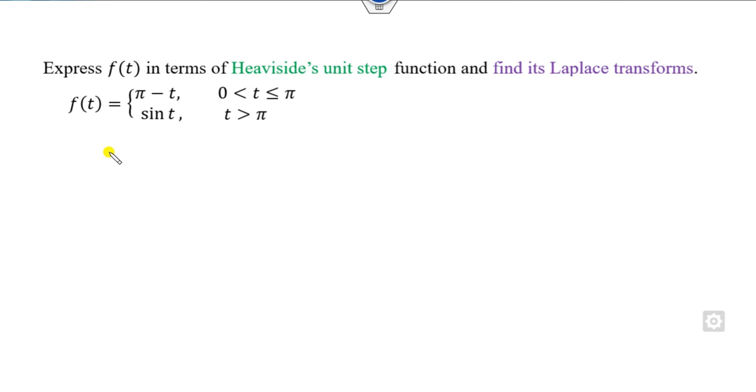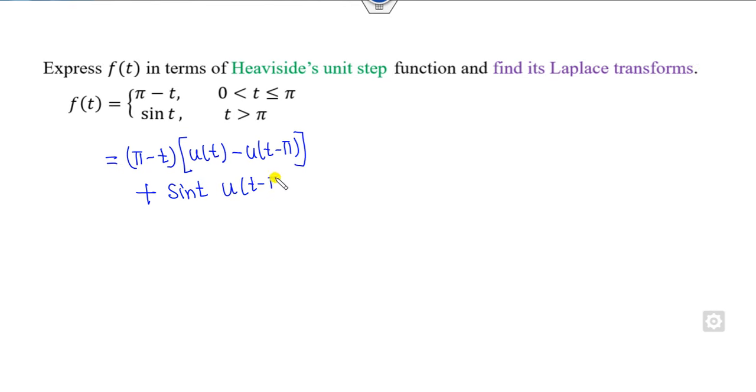Okay, look at this one. Now I have to write this in terms of the unit step function u. It is (pi minus t) u(t minus 0) minus u(t minus pi), plus the second function sine of t, u(t minus pi). So I can open this bracket. Pi minus t is one term, and u(t minus pi) is common, so the other is sine of t minus pi plus t.